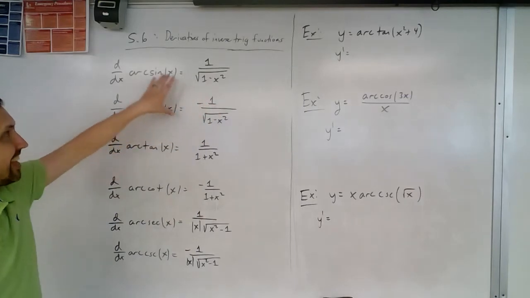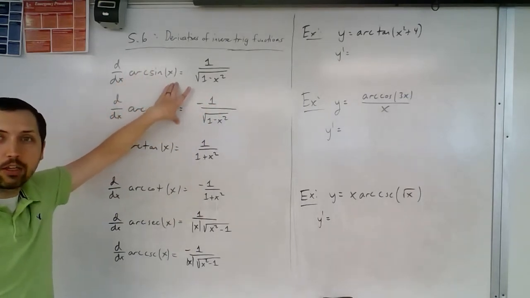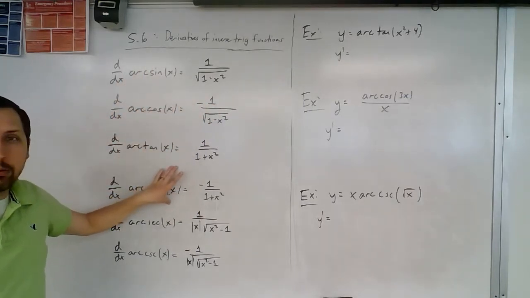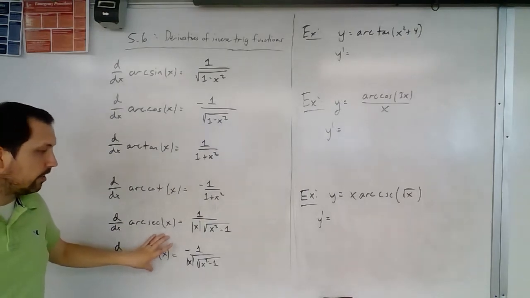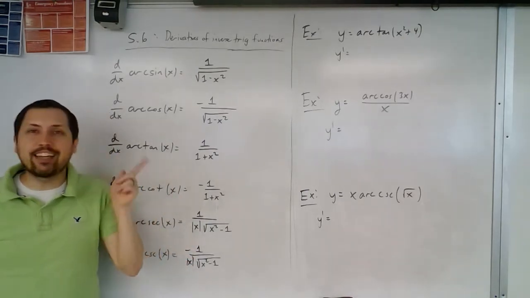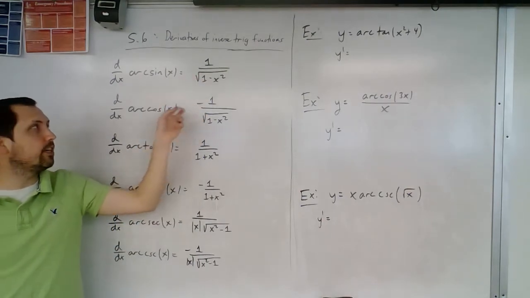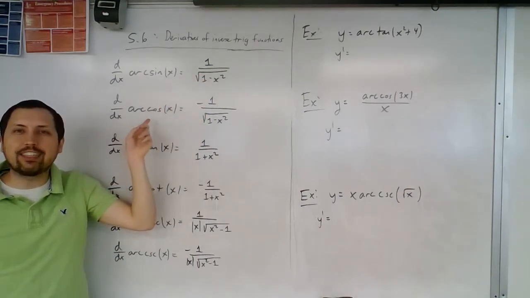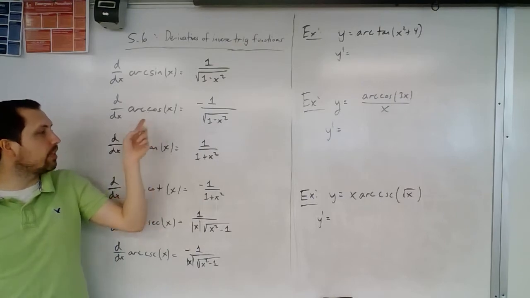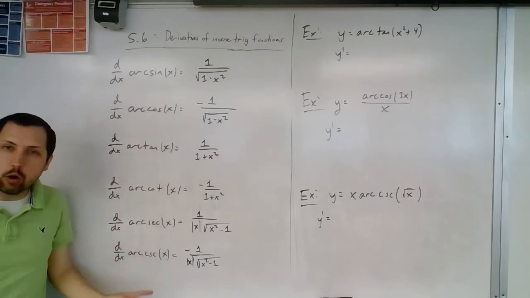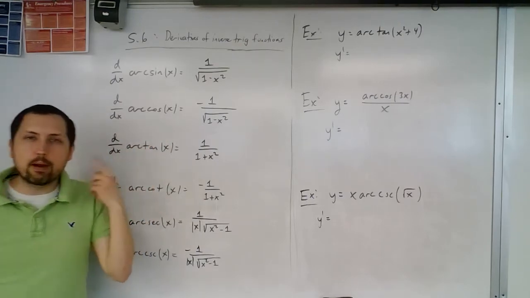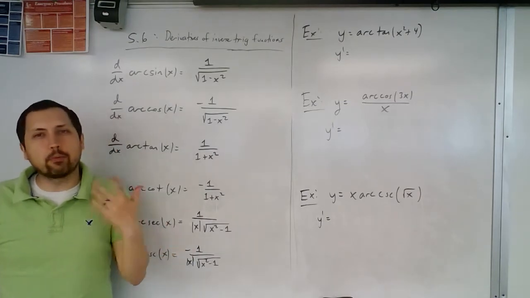The first thing is that these two look very similar. These two look very similar, and these two look very similar. The only difference is a negative sign between these. So a negative sign is going to appear when you have the c's. So when you have cosine, cotangent, and cosecant. If you want to remember that, think about c's. Those are bad. We don't like c's.